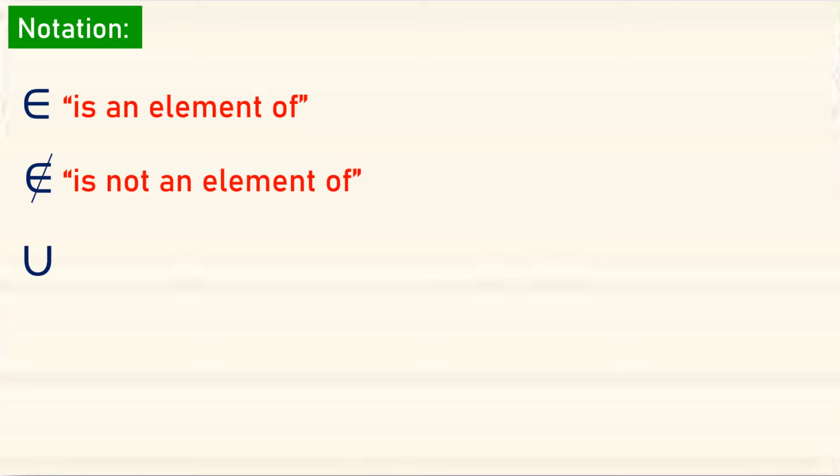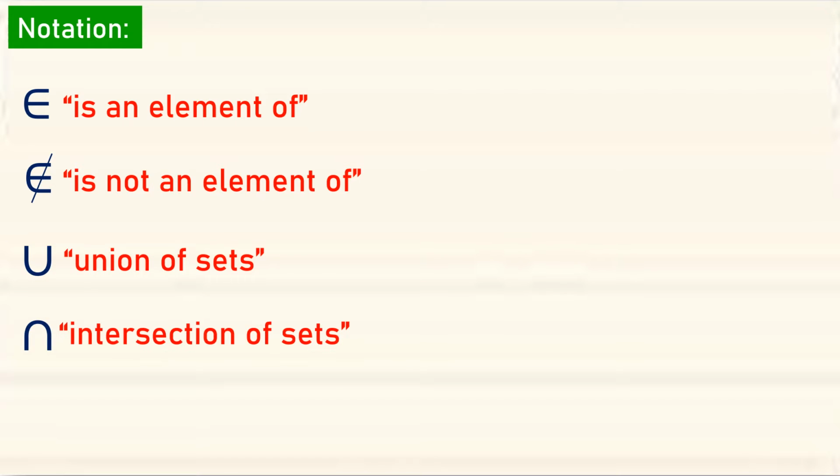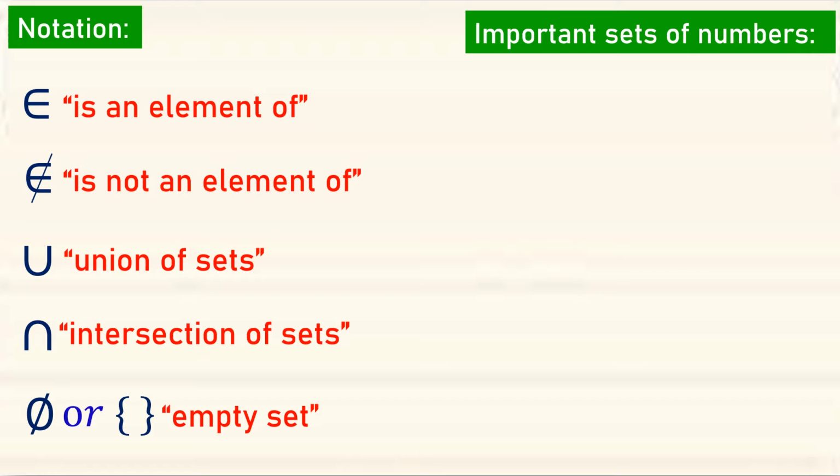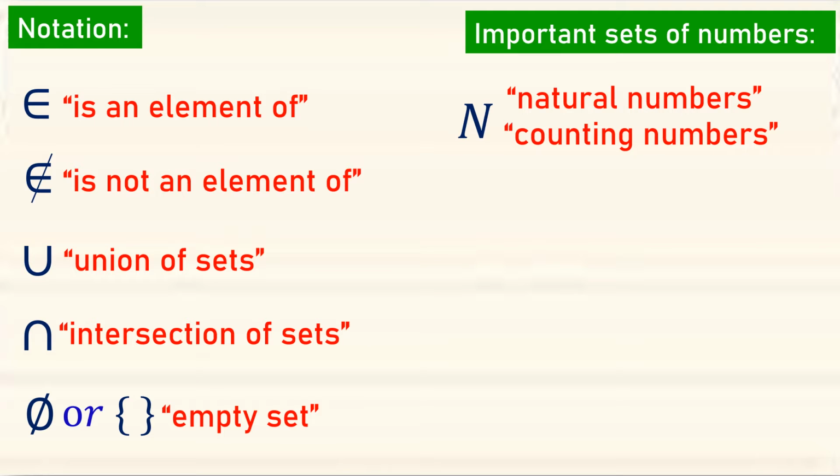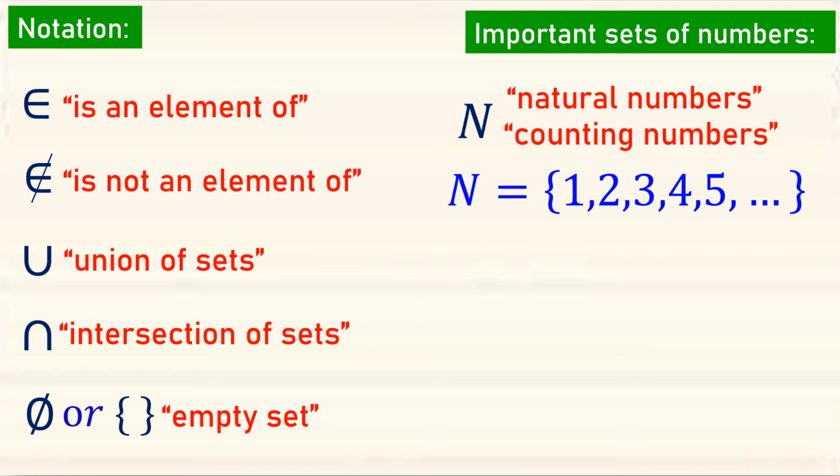There are important symbols to be remembered when studying sets. We have: is an element of, is not an element of, union of sets, intersection of sets, empty sets. And I included 2 important sets of numbers. The capital N is the set of natural numbers, or the set of counting numbers. If we are going to write the set N, it is equal to {1, 2, 3, 4, 5, and so on and so forth}.